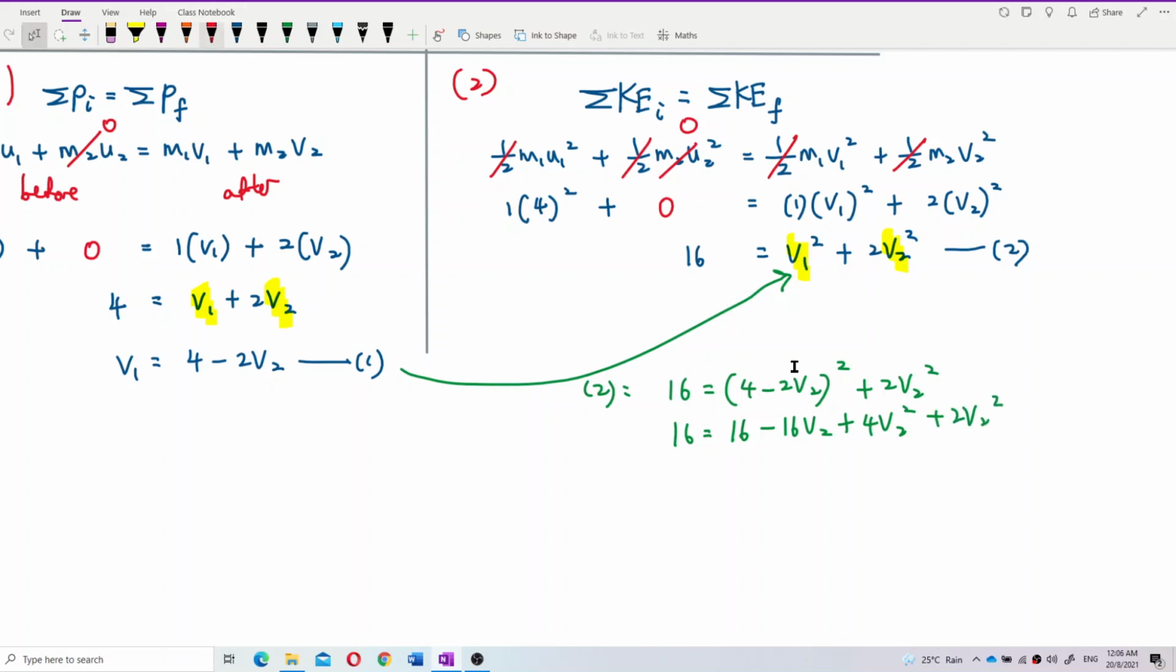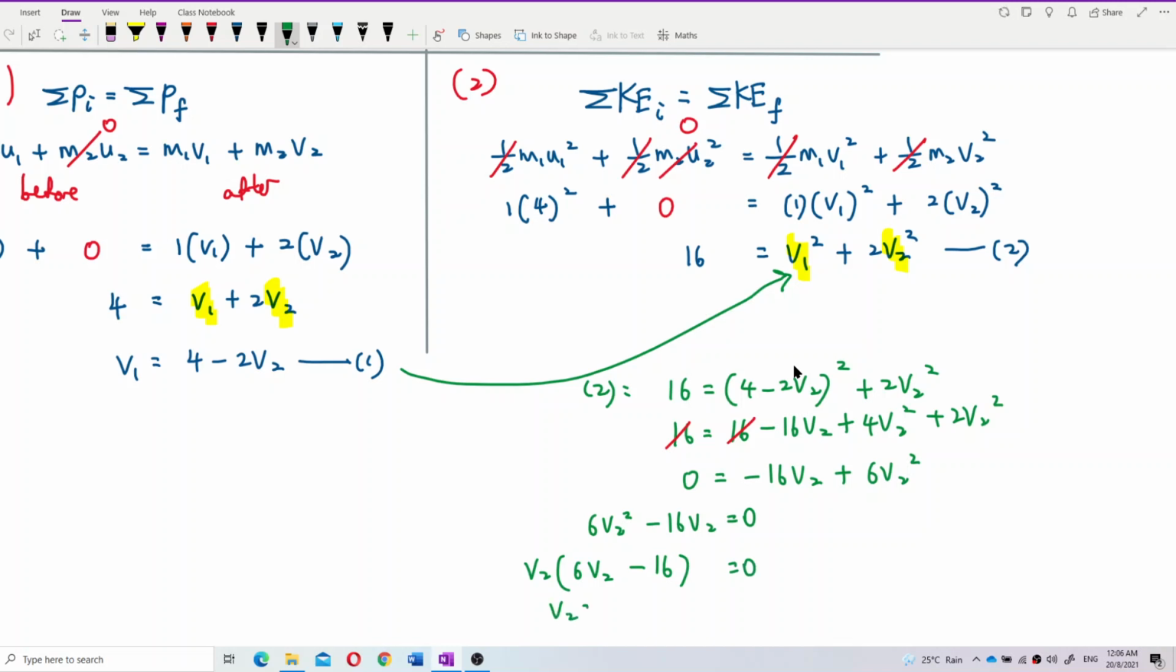So what do we get? We can cancel off this 16 here. We have 0 equal to negative 16 V2, and then here we have 6 V2 square. So we got 6 V2 square minus 16 V2. We can factorize out the V2, and then this one is 6 V2 minus 16.